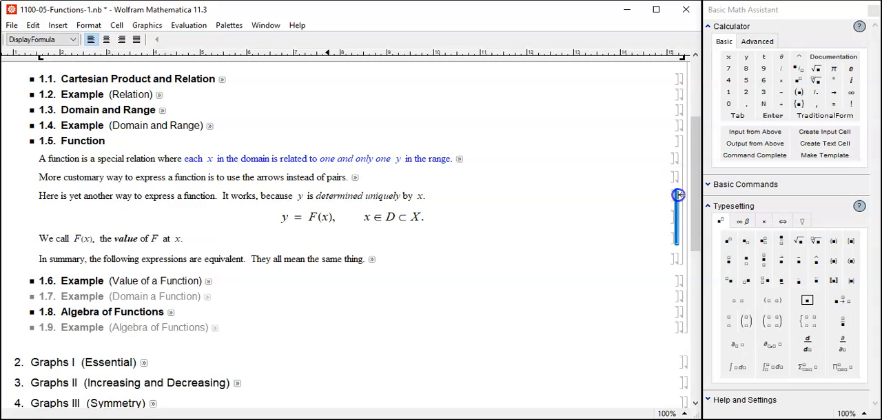Now the third expression here, this one is the one we are going to be using the most often. Y equals capital F of x, where the right-hand side is uniquely determined by x. And x must be selected, of course, from the domain. We say this capital F of x is the value of the function. So this is called the value. And value of function is equal to y coordinate.